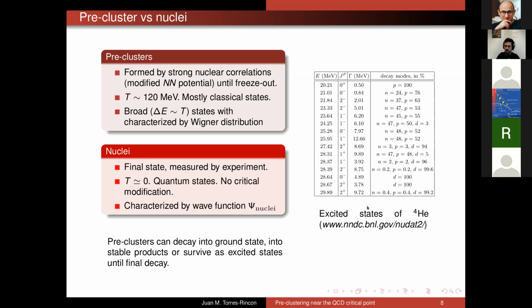This is experimental data in nuclear physics, and you find many of them, almost 50 of them, with different quantum numbers. Of course, eventually these states will decay into protons, deuterons, tritons, depending on the decay modes and the branching ratios.